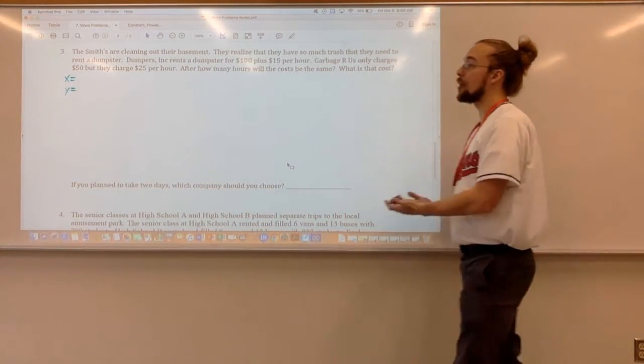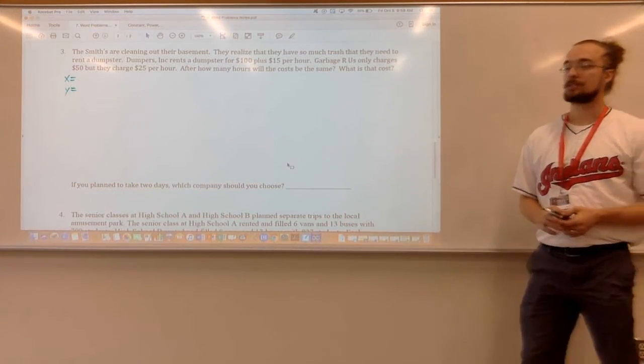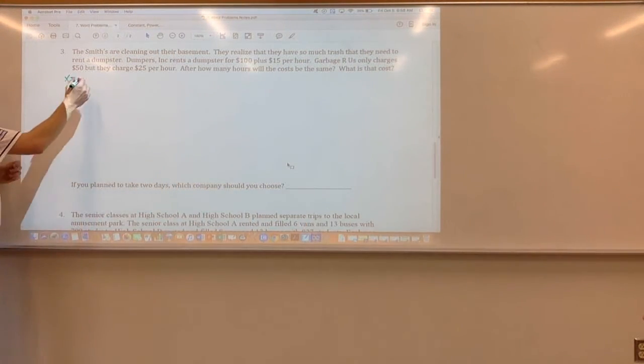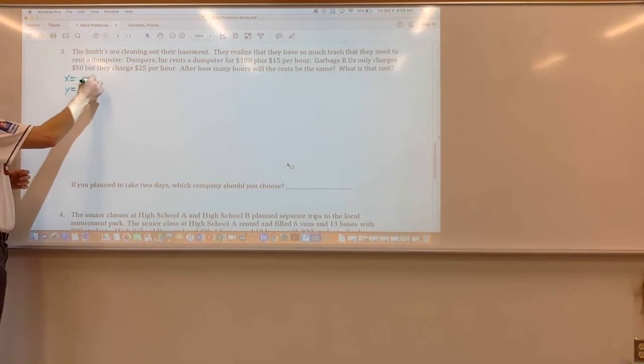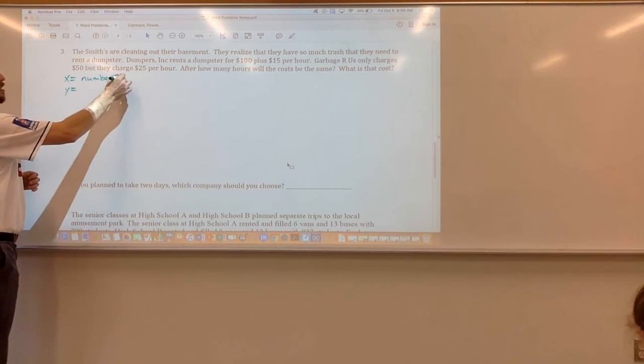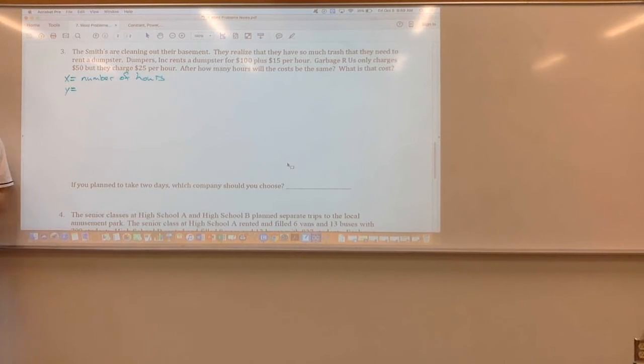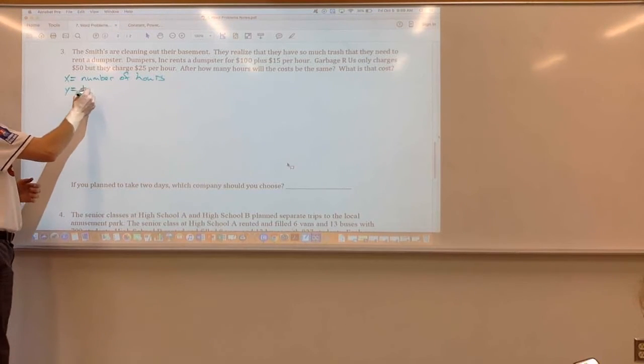What are my 2 variables going to be in this situation? Per hour. Yeah, so number of hours. And what's my other variable going to be? Not cost per hour, just total cost. Yeah, total cost.